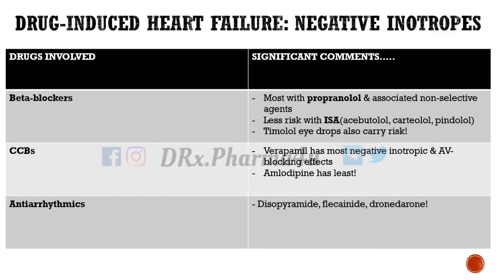So we can come to beta blockers. This usually happens with propranolol and non-selective beta blockers. Why non-selective beta blockers is because they block all the three beta receptors, beta 1, beta 2, and beta 3. So beta 1 receptor block means bradycardia. Beta 2 is associated with vasodilation. If you block that, then again vasoconstriction can happen.